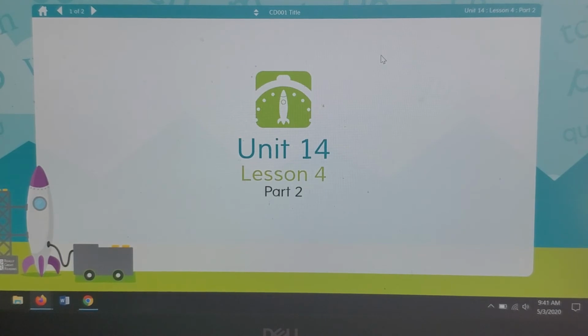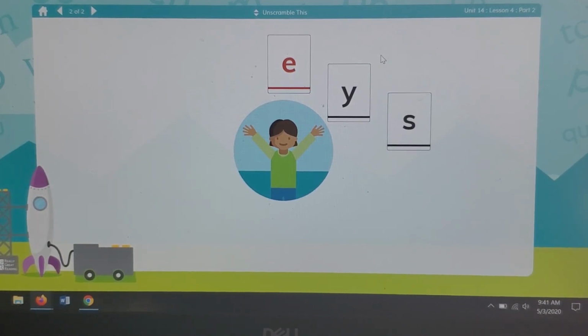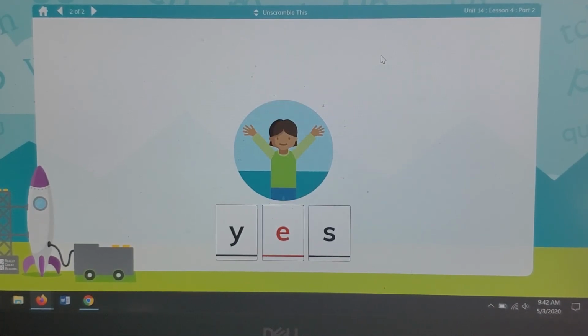Next, we're on to Unit 14, Lesson 4, Part 2, and we are going to be doing the activity called Unscramble This. So what we're going to do, since we have the picture there already, we are going to say the word, then we're going to bring the sounds down, and as the letter sounds fall down to underneath the picture, please say the sound. Once all three letters are down there, we will then blend the sounds together. So we have yes. We've got y, e, s, yes.